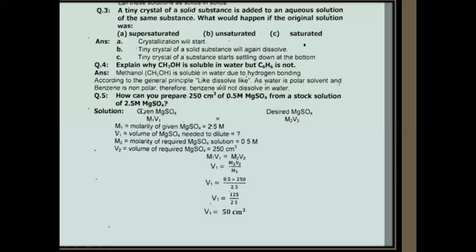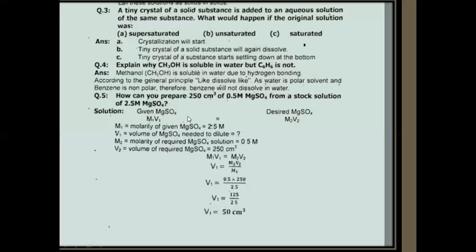Question number 5. How can you prepare 250 centimeter cube of 0.5 molar magnesium sulfate from a stock solution? Stock solution, I told you, is the concentrated solution, or the solution which is available in the lab and has high concentration. We can prepare a dilute solution from this stock solution, and definitely we will use the dilution formula, M1V1 is equal to M2V2.